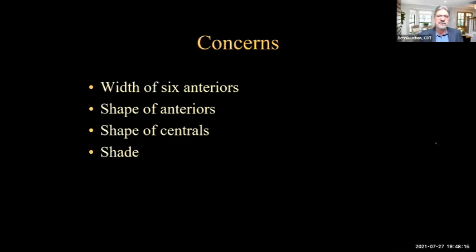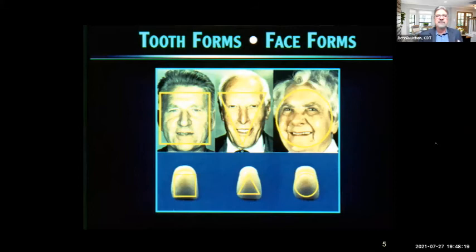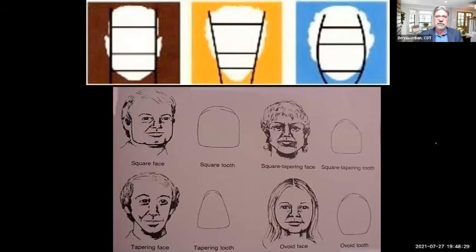So some of the concerns are the width, the shape of the centrals, and of course the shade. But tooth form equals facial form. Usually if we have a square face, we have a square central, square tapering central, and so forth, ovoid central. So that's been the rule of thumb all these years.